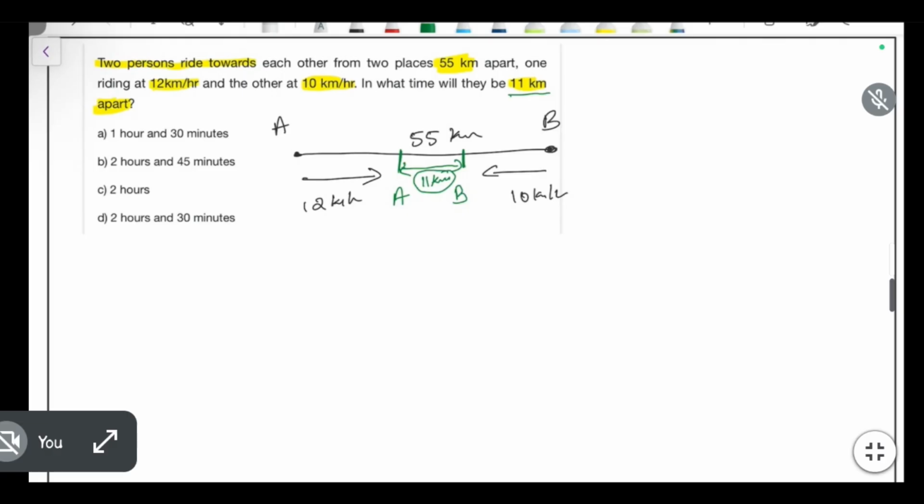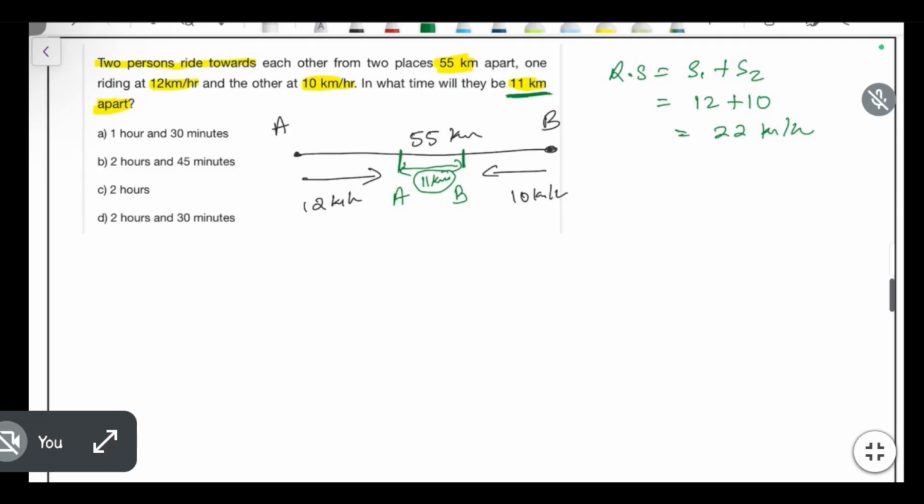If there was no condition and they are traveling towards each other, the relative speed formula is speed 1 plus speed 2, right? They are traveling towards each other, so speed 1 plus speed 2. Speed 1 is 12 plus speed 2 is 10, which means they are traveling at 22 kilometers per hour. Relative speed is that.